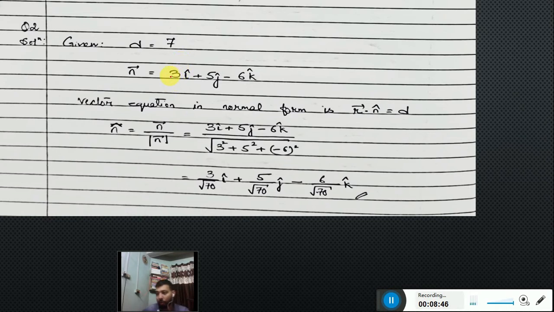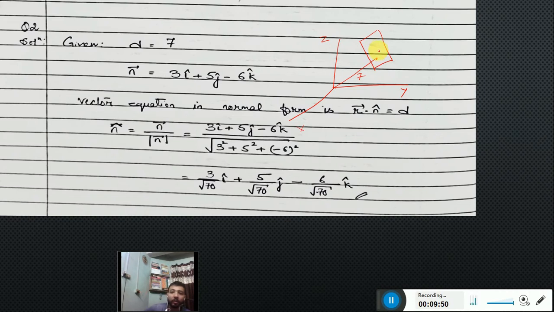Next, question number 2. The question is, find the vector equation of the plane which is at a distance of 7 units from the origin and normal to the vector this. Okay, so let's draw the situation. It is like this. This is my xyz plane, and the plane is given to you like this. The distance from the origin is given to us as 7.